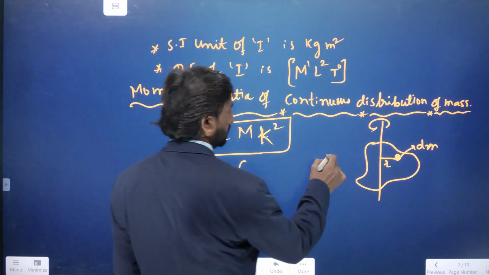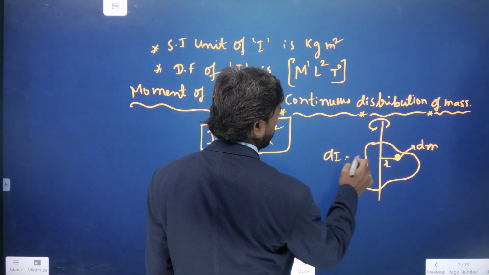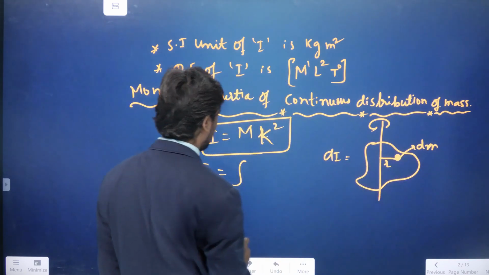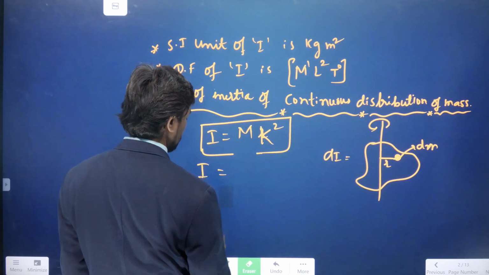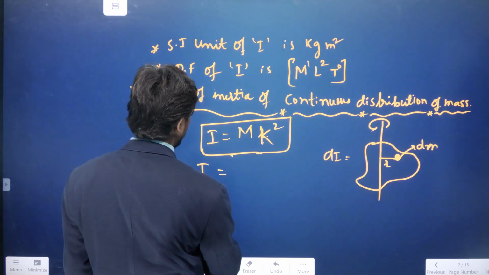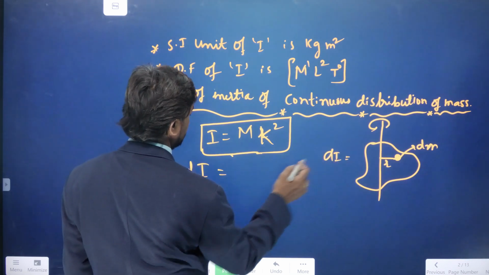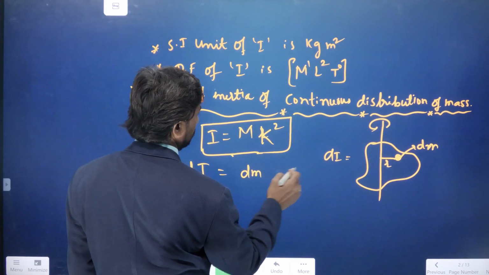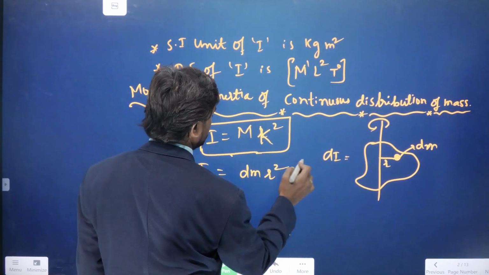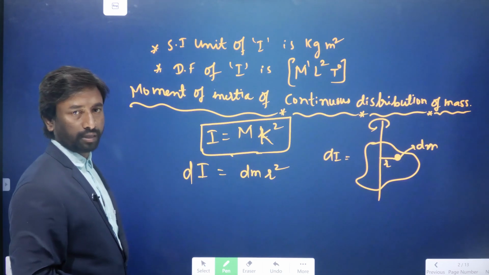Now the moment of inertia about the dm mass will be dI. So dI is equal to dm into the square of the perpendicular distance. This is r square, the square of the perpendicular distance.